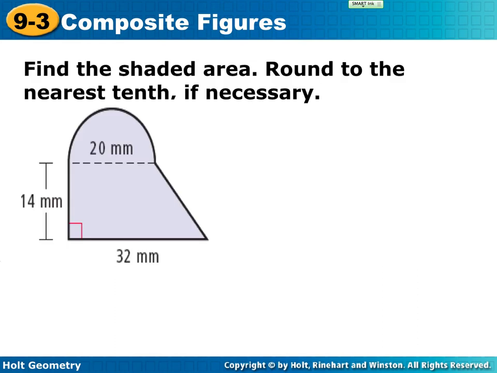All right, let's try this first example. Find the shaded area, which is the whole shape, round to the nearest tenth if necessary, but remember to do that at the end as much as possible. And this one, I put the dashing in there so that you can see how much of a circle is there. What if it's like 76% of the circle?